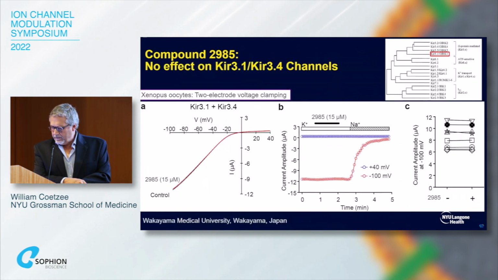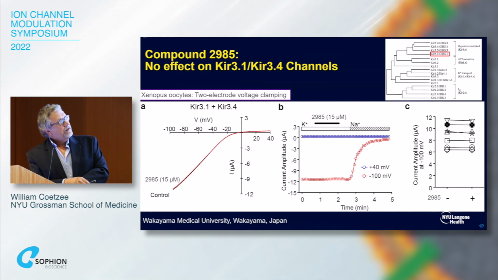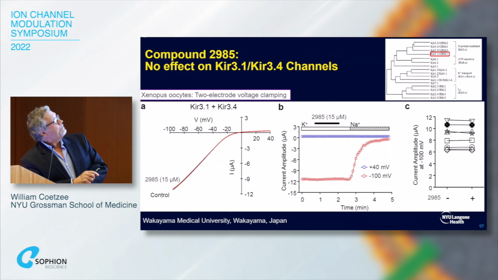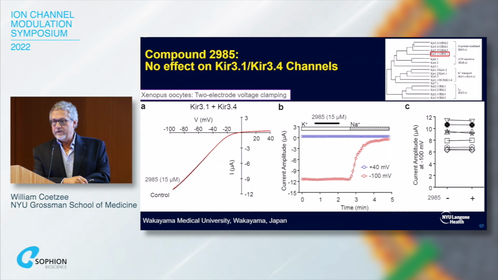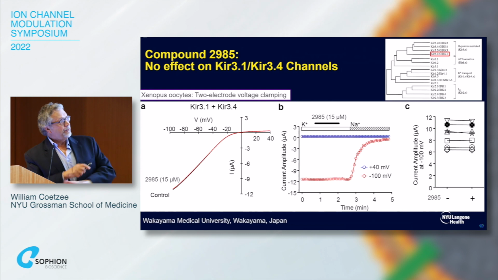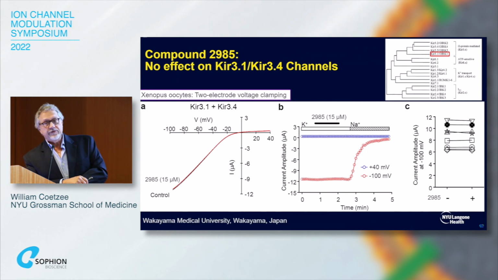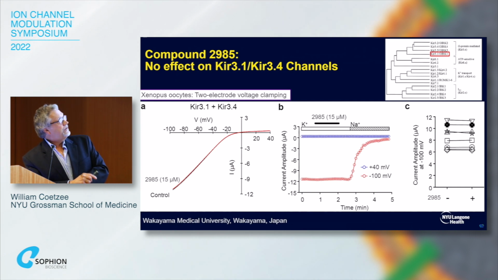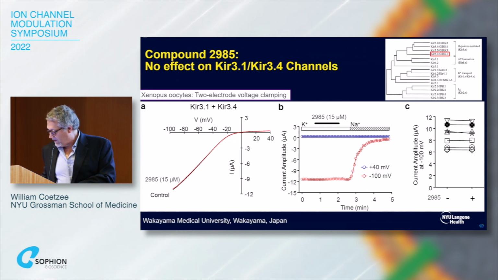This study was done by a colleague of mine in Japan, Tomoe Ishitani. They've got a Xenopus oocyte system over there where they inject a combination of Kir3.1 and Kir3.4 into oocytes and then look at whether these G protein activated channels are affected by a compound. Here we used a concentration of 15 micromolar, which is 3 times the EC50, and you can see it literally had no effect on the current at all. I'm not going to go through the rest, I think you get the message.